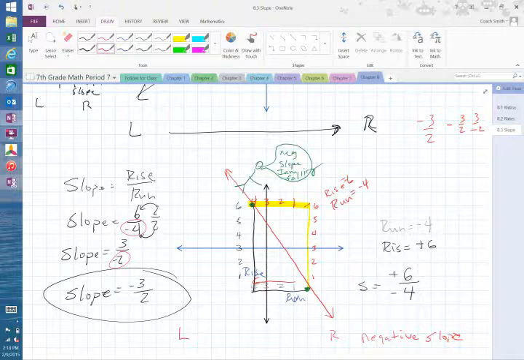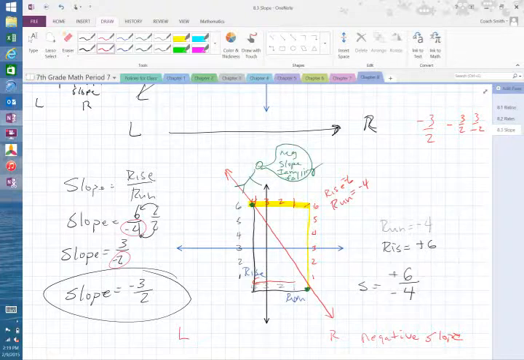Trinity? Can the run ever go on top, or doesn't matter if the rise is on the top or if the run's on the top? You tell me. Would 2 over 3 and 3 over 2 be the same number? So it does matter. Yes, the rise always has to be on top. You can't flip the rise and run.